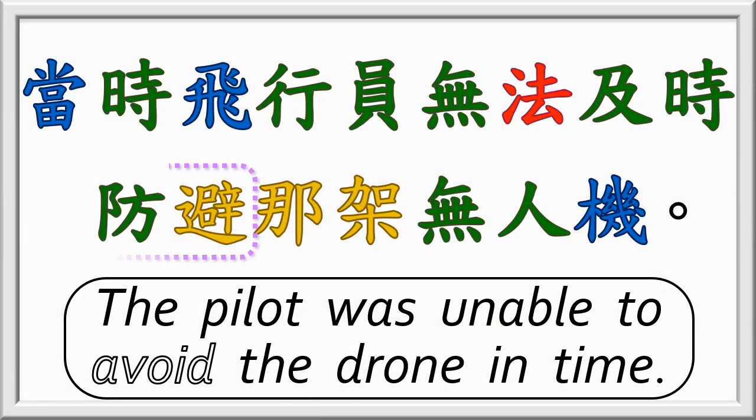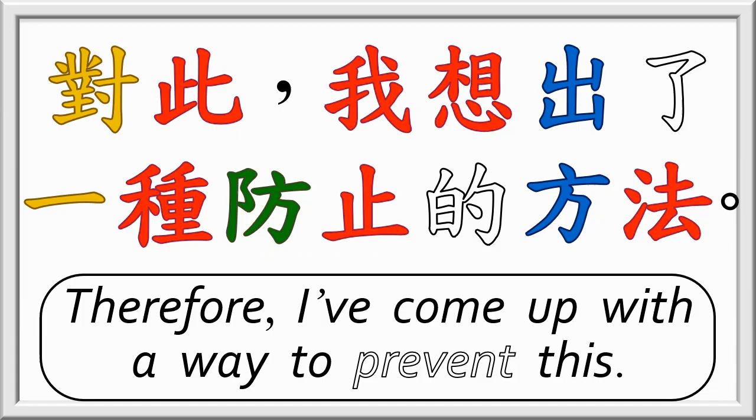防避 combines the characters to express the preparation for and evasion of an eventuality. 当时，飞行员无法及时防避那架无人机。The pilot was unable to avoid the drone in time. By pairing fang with 止, Mandarin creates the expression 防止 for prevention. 对此，我想出了一种防止的方法。Therefore, I've come up with a way to prevent this.